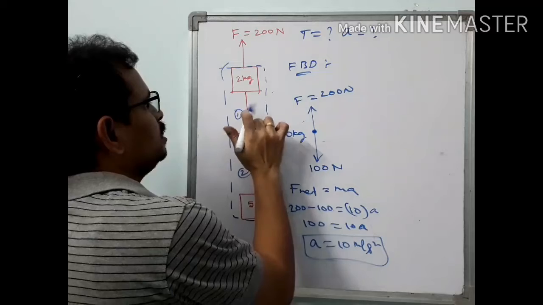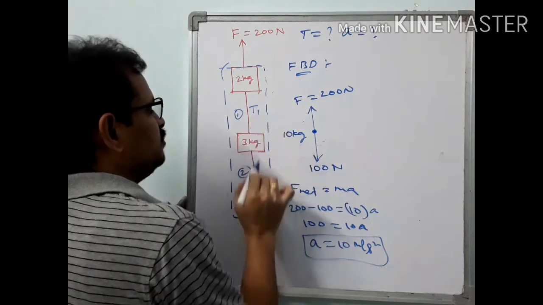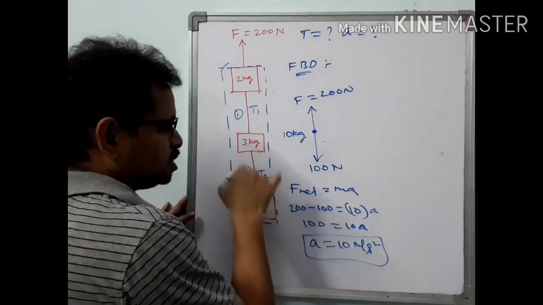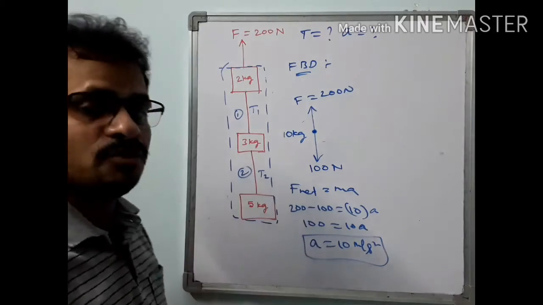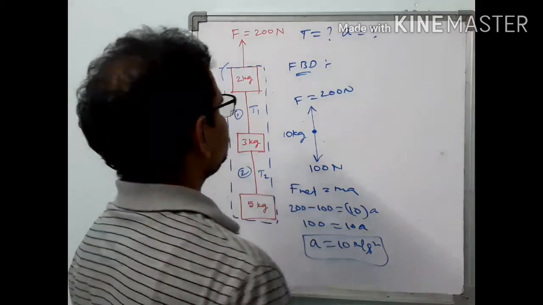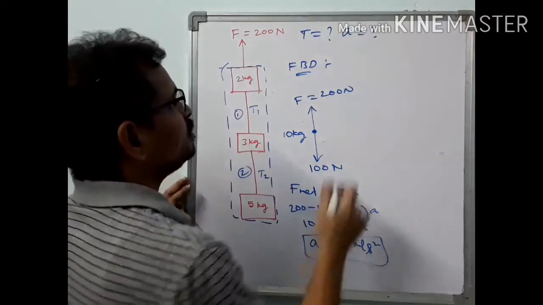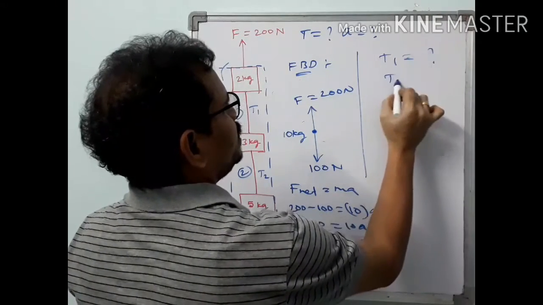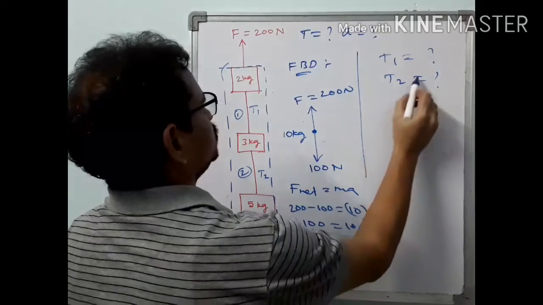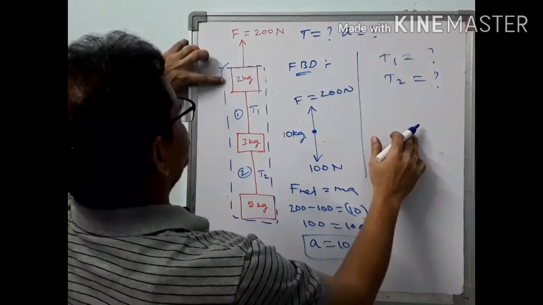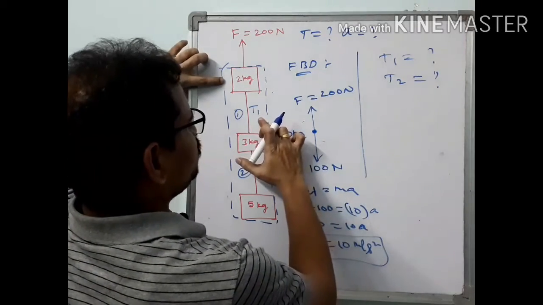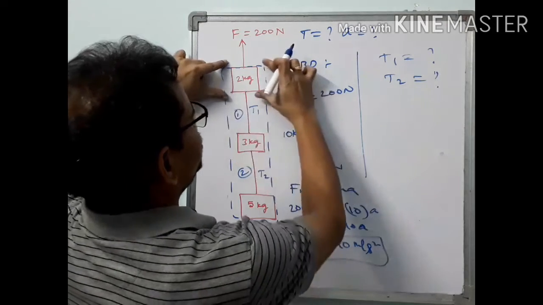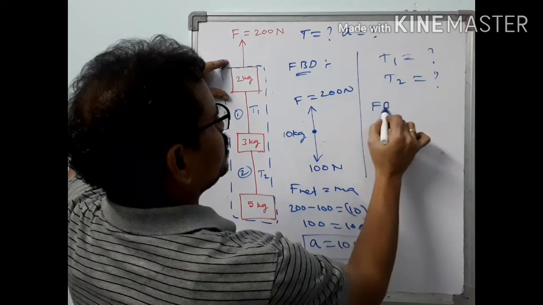For example, in this rope let the tension force be T1, and in this string let the tension force be T2. So now let us find T1 and T2. T1 equal to how much and T2 equal to how much? Now let us take T1. T1 corresponds to which rope? This rope. So let us take the FBD of the 2 kg body.